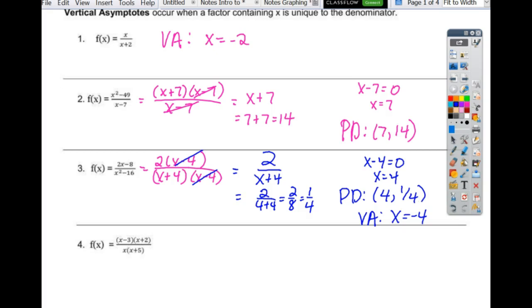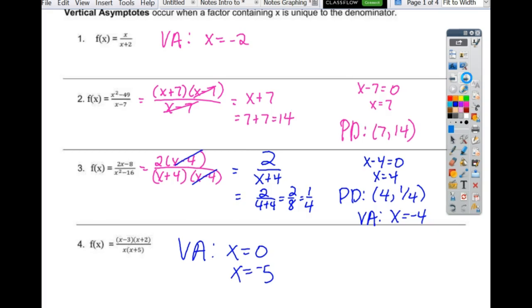Is anything going to cancel? If nothing cancels, I don't have any point discontinuity, so what are my vertical asymptotes? X equals 0 and x equals negative 5. Okay, so we did point discontinuity and vertical asymptotes. So the vertical asymptote is up and down, right? So now we're going to talk about the horizontal asymptote.